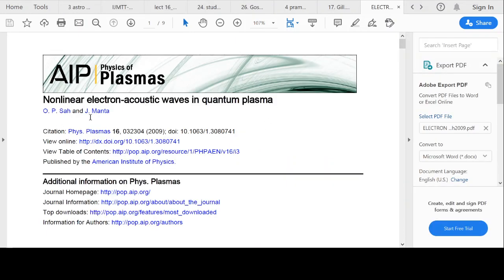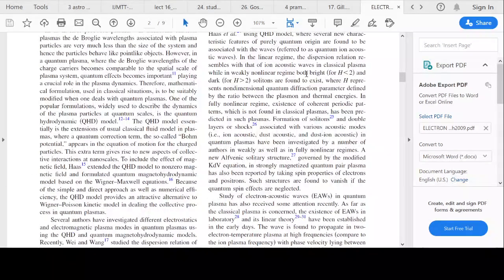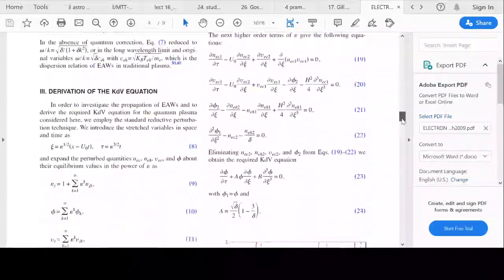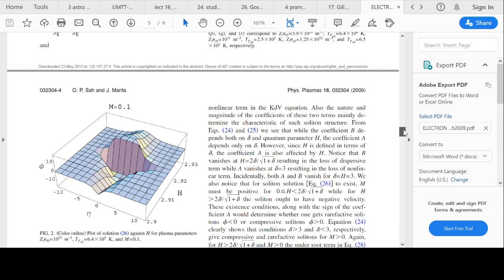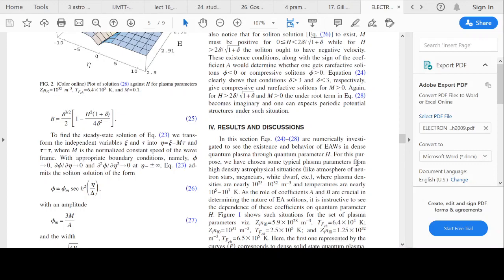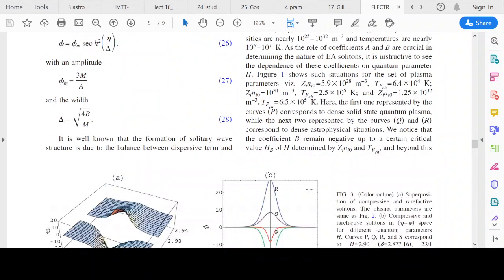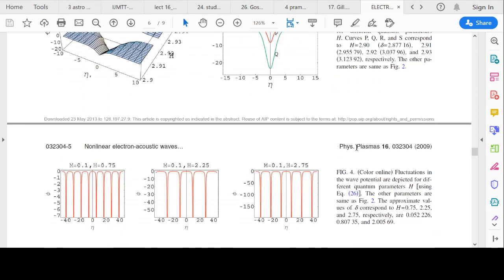We'll see. Shah and Manta, Om Prakash Shah, I think. They have carried out this Sagdiv pseudopotential approach, and these are their pseudopotentials, you see. And they have got this kind of solution for the plasma parameters phi. It is getting a change, you see. It is a rarefactive soliton, then it becomes a compressive soliton, and you can do it. We can get soliton structures like this, so that's also possible.